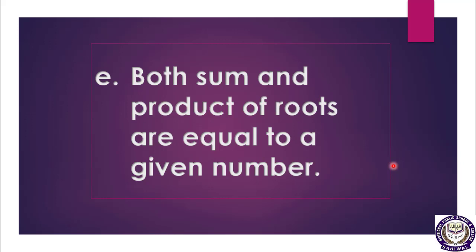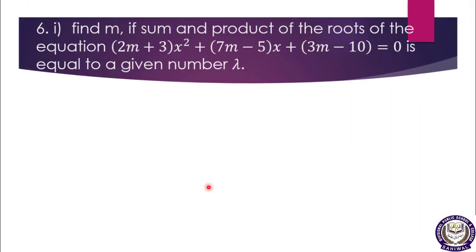The last case is when both sum and the product of roots are equal to a given number. For this case, we have the question: find the value of m if the sum and product of roots of the equation, this is the given equation, is equal to a given number lambda. It means, let the roots be alpha and beta, then their sum alpha plus beta should equal lambda, and their product alpha multiplied by beta should also be equal to lambda, and lambda is any number.